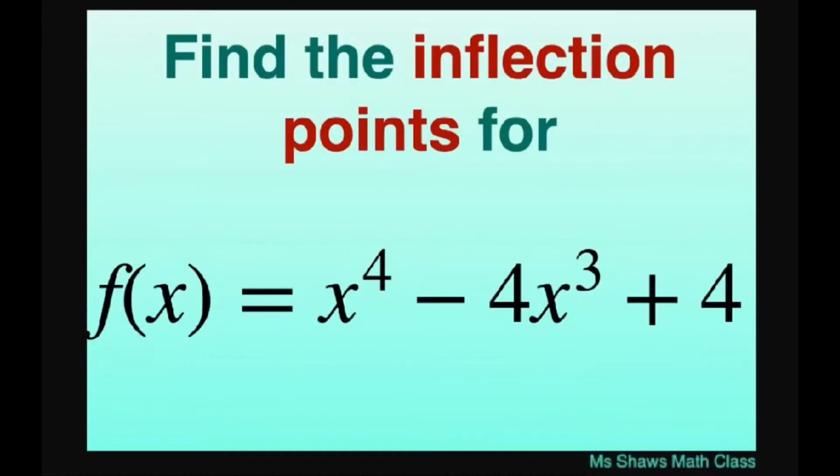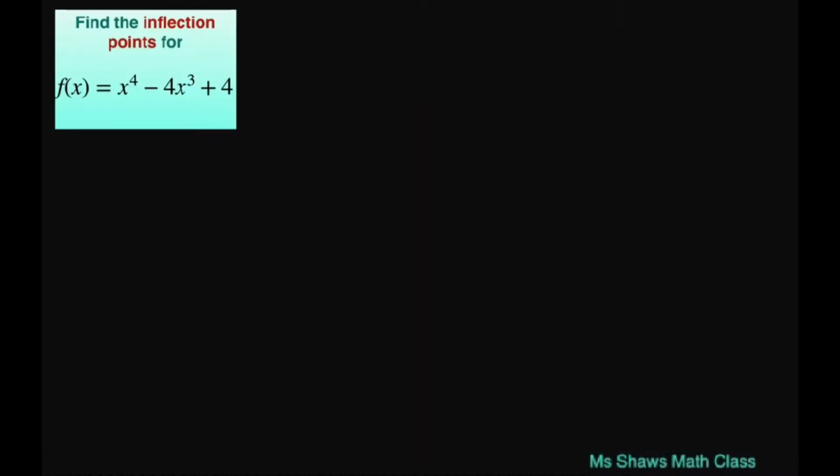Everyone, we're going to find the inflection points for f of x equals x to the power 4 minus 4x cubed plus 4. So the first thing we're going to do is just go ahead and differentiate and find our local extreme values. So we have f of x given here, and I'm going to differentiate it. So f prime of x is going to give you 4x cubed minus 12x squared.